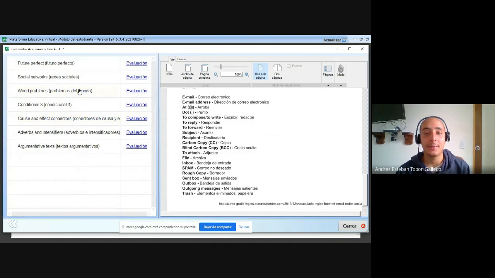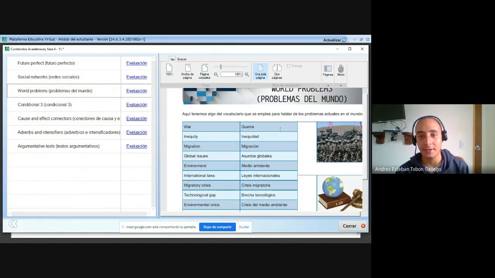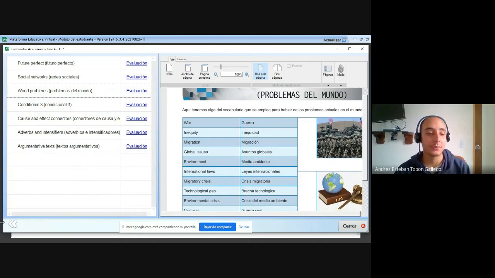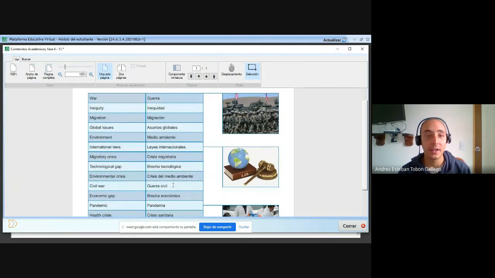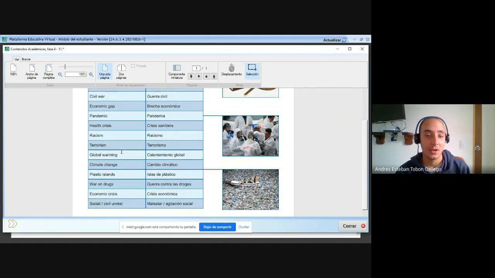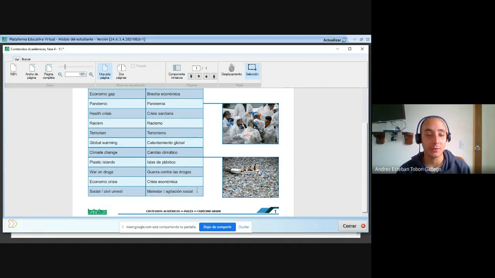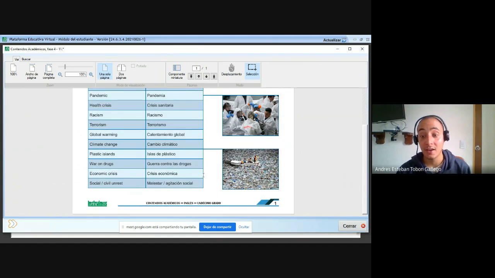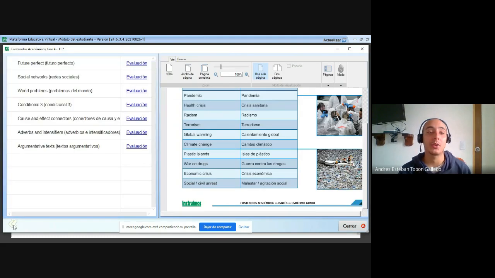Interesting vocabulary there. Now let's move to world problems. All right, here we have some vocabulary about problems present in today's life. We have war, inequality, inequity, migration, global issues, environment, international laws, migratory crisis, technological gap, environmental crisis, civil war, economic gap, pandemic, health crisis, racism, terrorism, global warming, climate change, plastic islands, as the one in the picture, surprising, war on drugs, economic crisis, and social and civil unrest. Okay, important vocabulary required at the moment to express our ideas, guys.